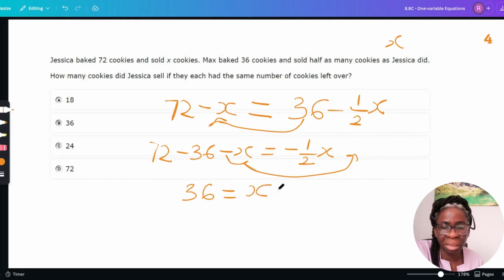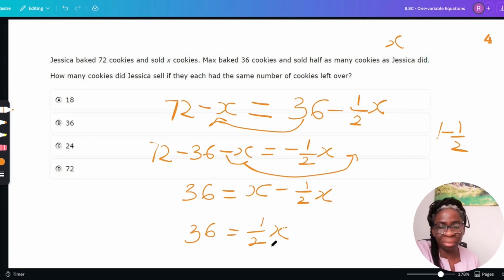So this will now be X minus half X. And this is the same thing as saying 1 minus half, and that will give half. So that means we have 36 is equal to half X. So if 36 is equal to half X, we need to eliminate this half.